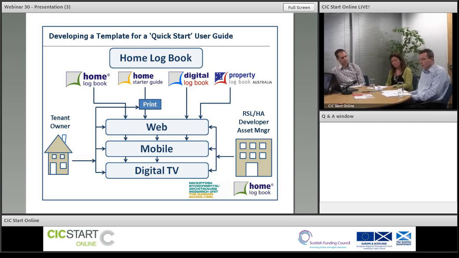So what we've done is had a look at how information is given to people, when it's given to them, and most importantly, what different media they use to access information. Unfortunately, what we're seeing now is a reduction in the use of print media when people move into a property as an occupant. So we try to deliver information to occupants using the web, mobile phones, and digital TV.